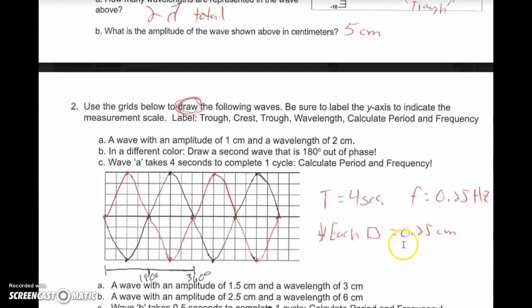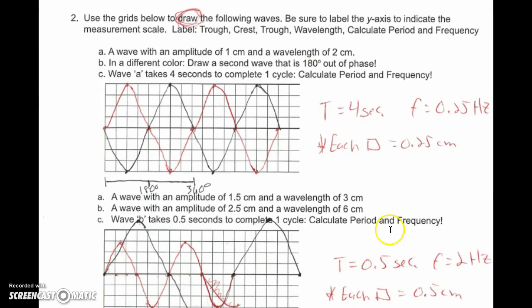So there's page 1. Page 2. Use the grids below. You're going to draw and label, making sure you're labeling the trough, the crest, etc. You're labeling parts. I'm giving you information. What I want you to realize is that I need you to start to draw these to scale. So I'm going to give you a scaling factor: each square is going to be 0.25 centimeters.